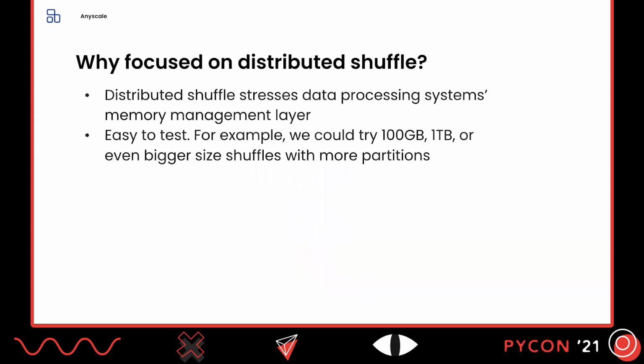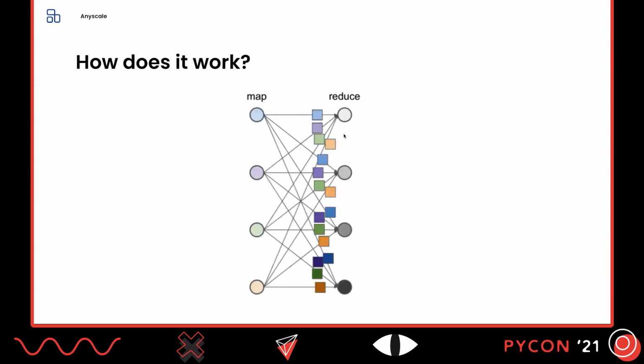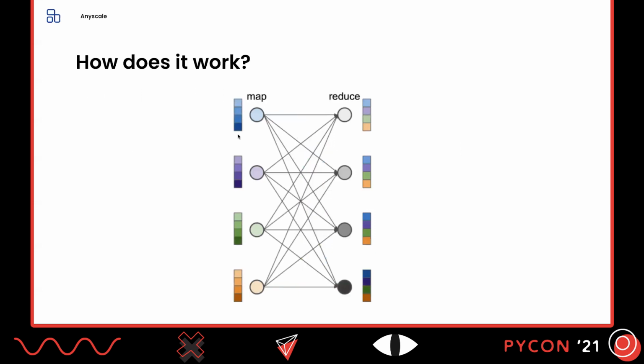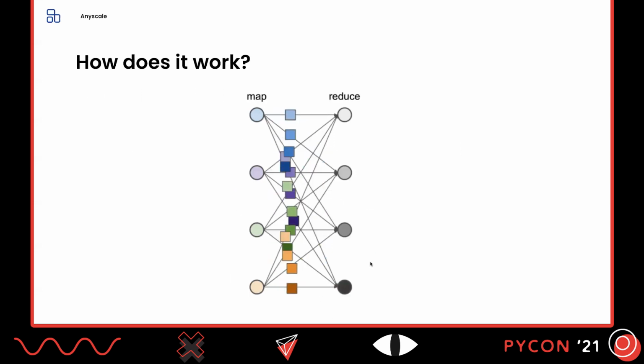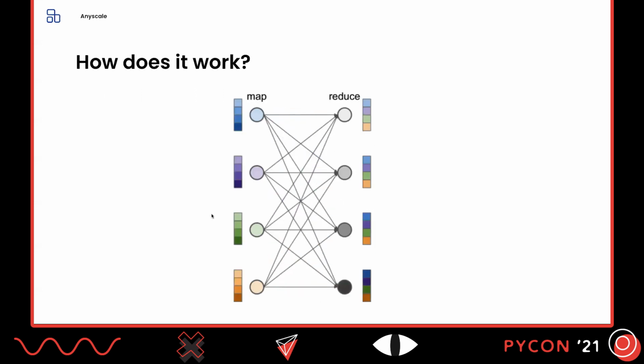So why did we focus on supporting distributed shuffle? It is because distributed shuffle stresses the data processing system's memory management layer very hard. It requires a lot of transfer of objects between tasks and actors. As you can see, every object has to be transferred to different reducers, meaning there's going to be a lot of object transfer.